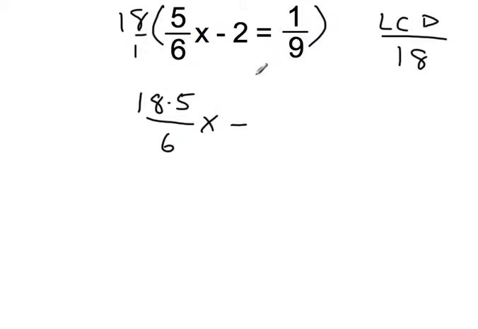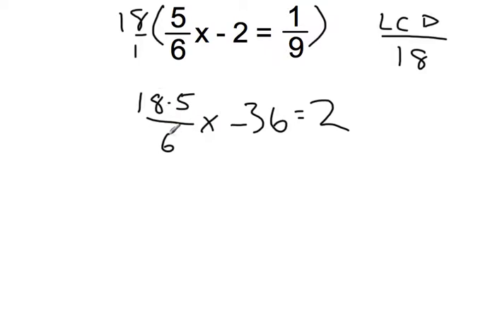Minus 18 times 2. Even though this isn't a fraction, it's still a term in the equation. You have to multiply it by 18. So this would be negative 36, is equal to 18 times 1/9, or what is 1/9 of 18, or 18 divided by 9? 18 divided by 9 is 2, so you'd end up with 2.